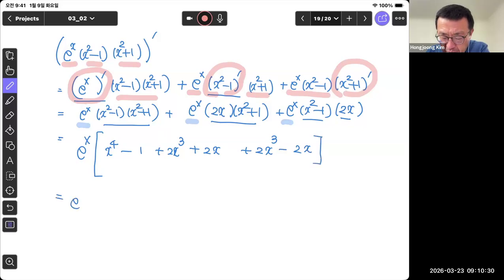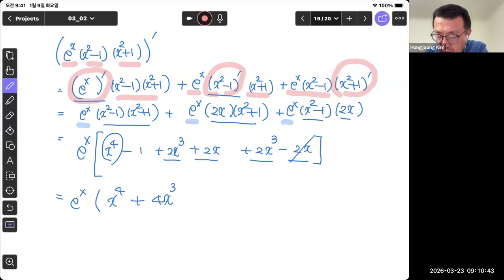So e to the x times x to the fourth, and 2x cubed plus 2x cubed will give you 4x cubed. Now plus 2x and negative 2x will cancel out, and we have one more term, negative 1. So that will be the derivative of this product. So when you have a product of several functions, you need to differentiate one function at a time while you do not touch the other terms.